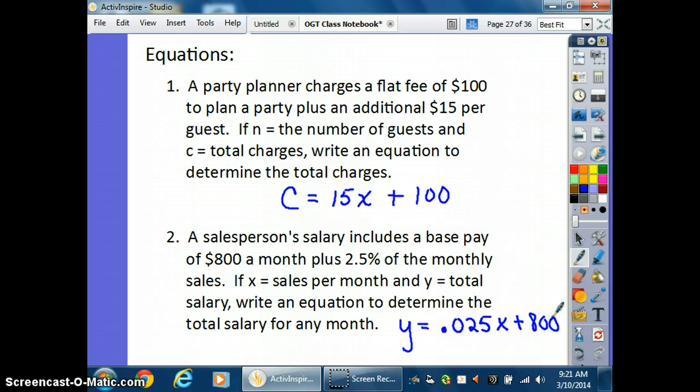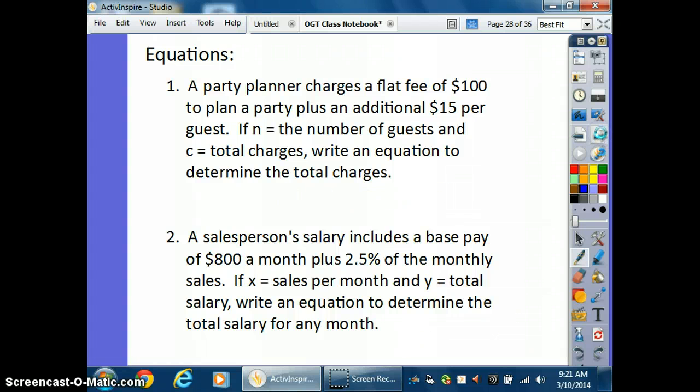You know, I think I messed this up. It shouldn't have been X here. Didn't it say let N be the number of guests? So I'm just going to change that real quick. Boom. And make it an N for number of people. Okay. Next one.